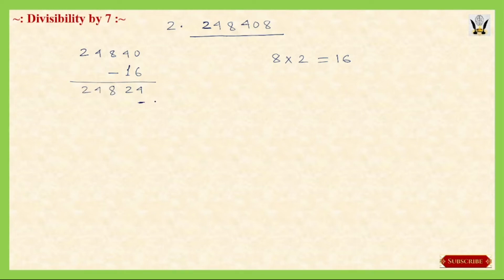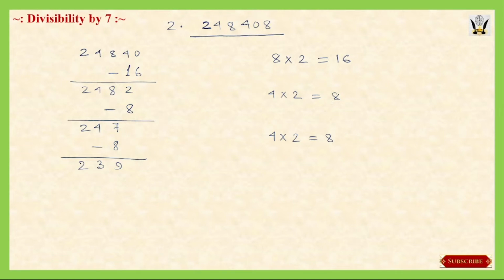Again, this is a four-digit number, so we multiply the digit at the units place by 2, so it will be 8. Now we discard the digit at the units place, and then we subtract from the rest of the number, so we get 2474 reduced in the same way. Again this is a four-digit number, so 4 will be multiplied by 2, it will be 8, and that 8 we will subtract from this three-digit number. So it will be 239. This is a three-digit number.